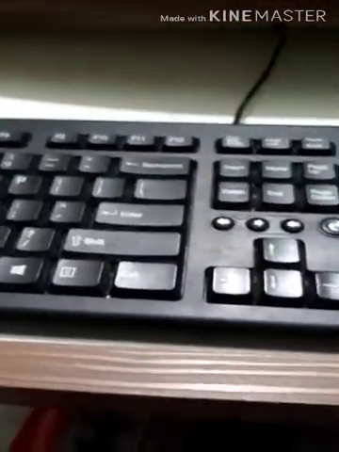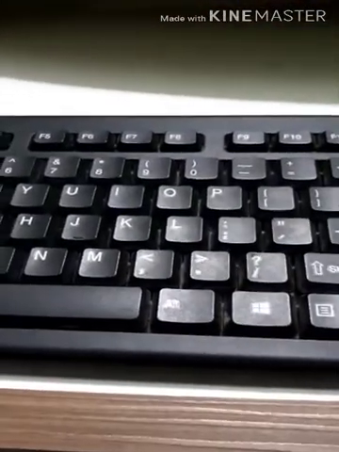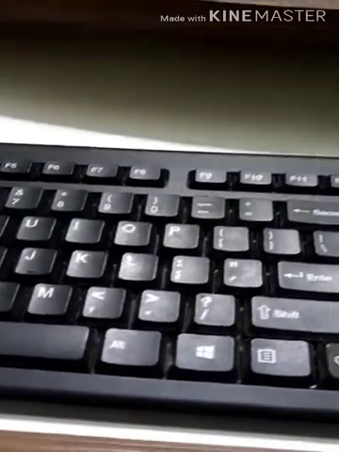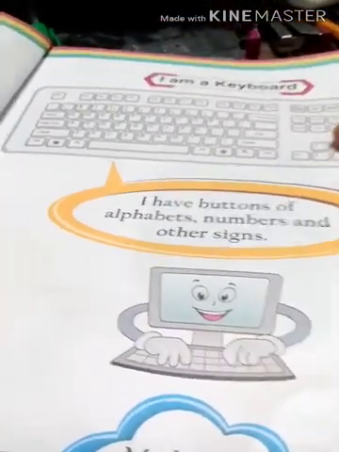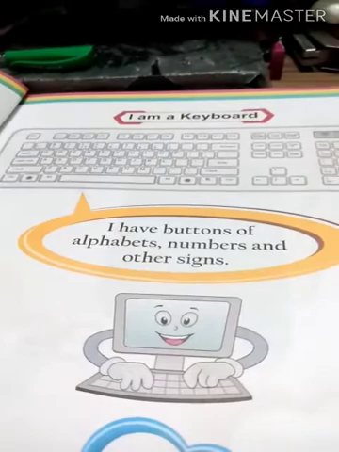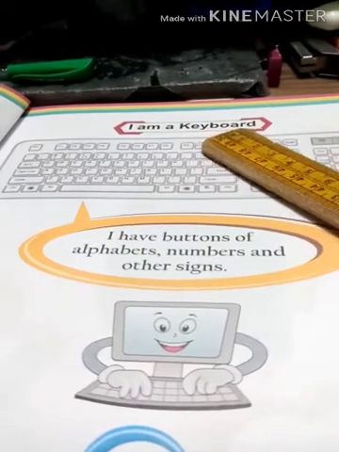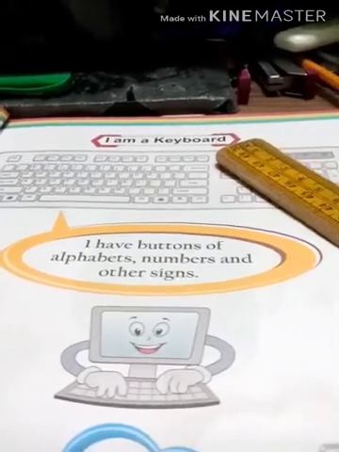The next one is the keyboard, which I have already shown. This is our keyboard which contains so many keys: alphabet keys, number keys and other keys. Alphabet keys are used to type alphabets, number keys are used to type numbers. In your book it is given there. What is the use of this keyboard? The keyboard is used to type alphabets, numbers and other signs. The spelling of keyboard is K-E-Y-B-O-A-R-D, keyboard.